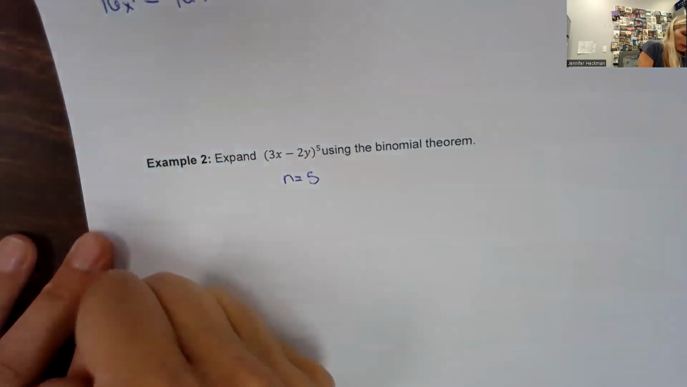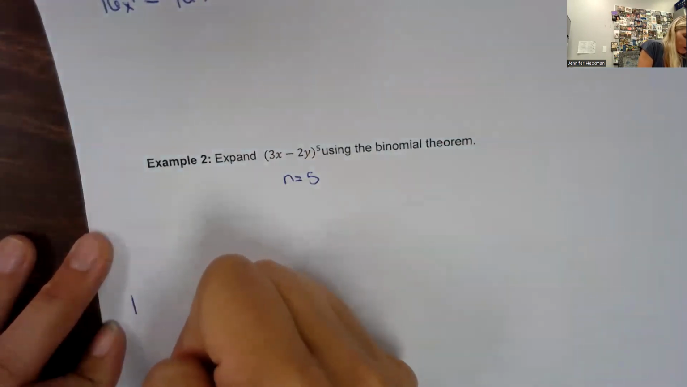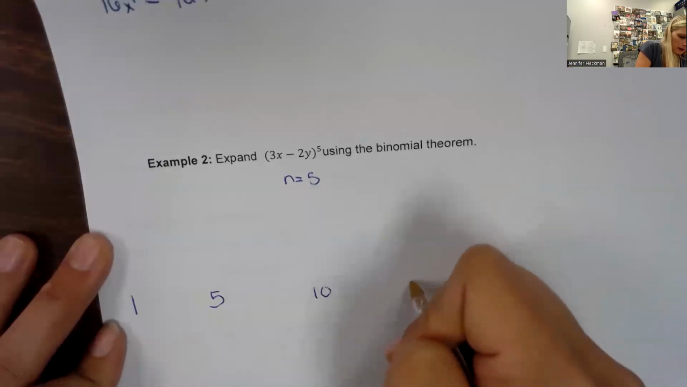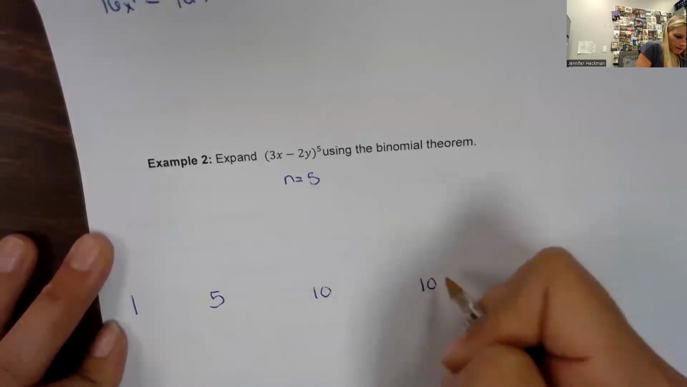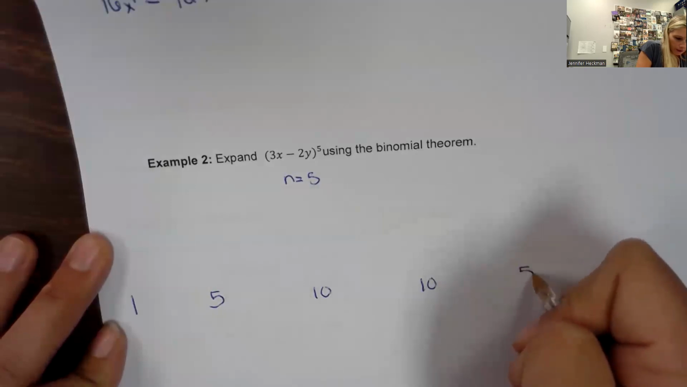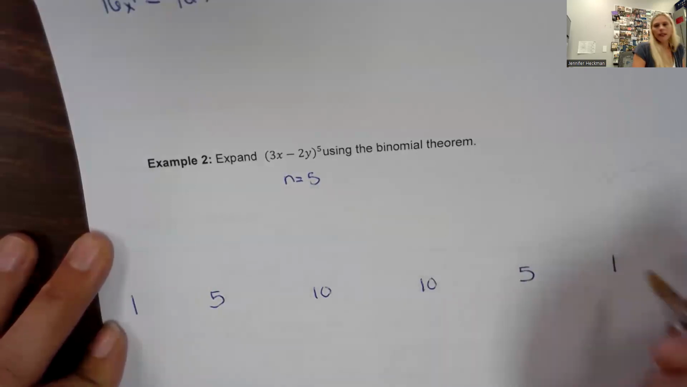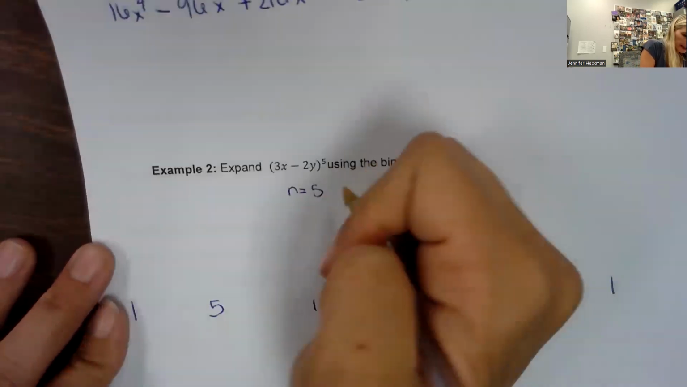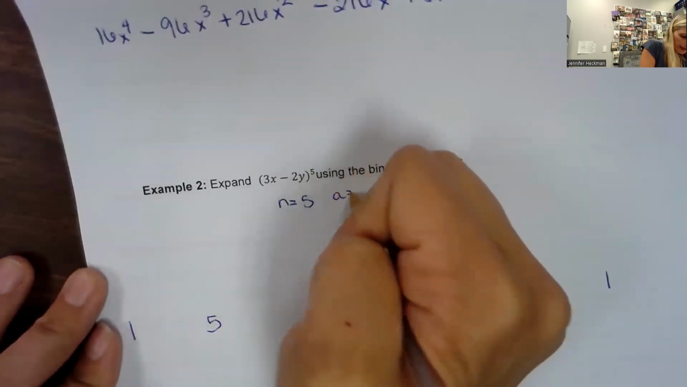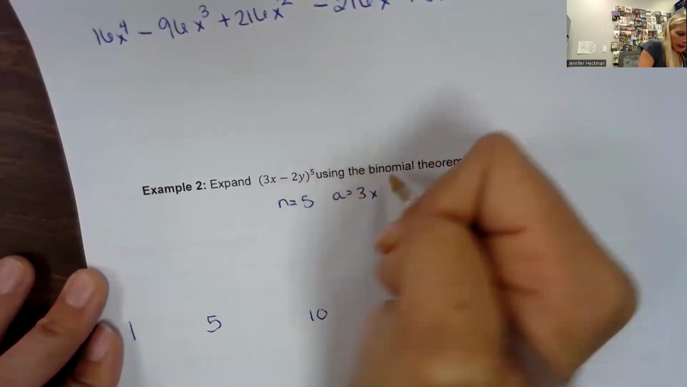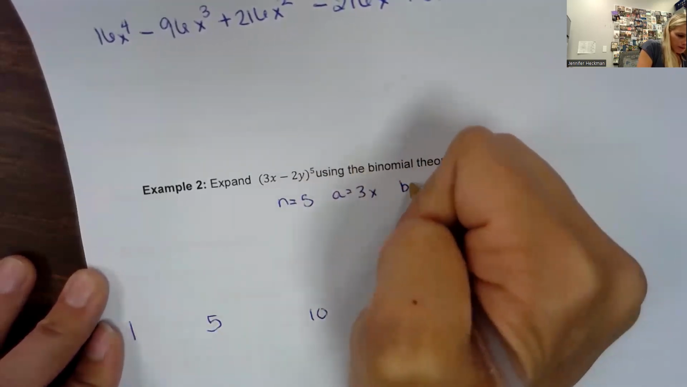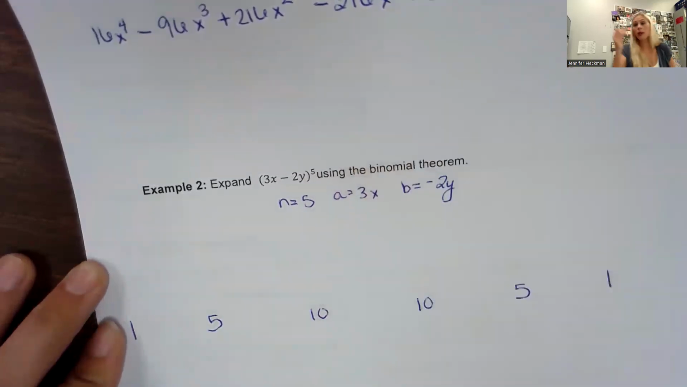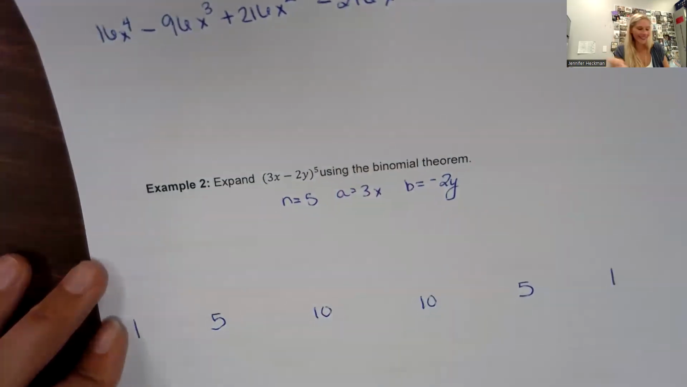So it's 1, 5, 10, 10, 5, and 1. Okay. Our A term in this case is 3x, and our B term is -2y. So be careful now too, because we have an extra variable in there, right?